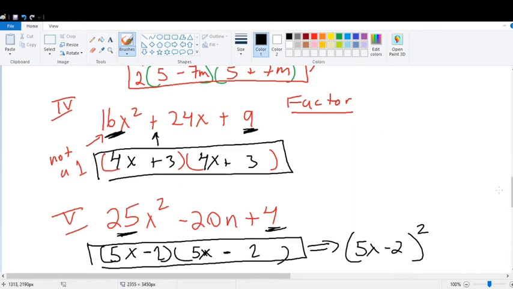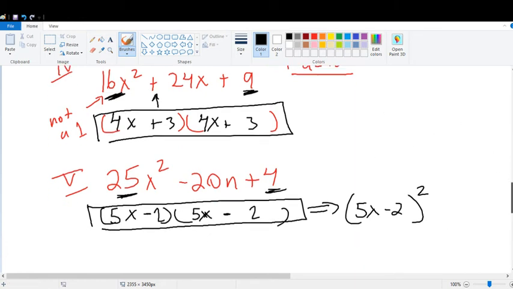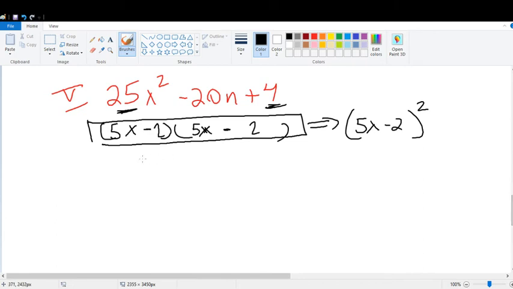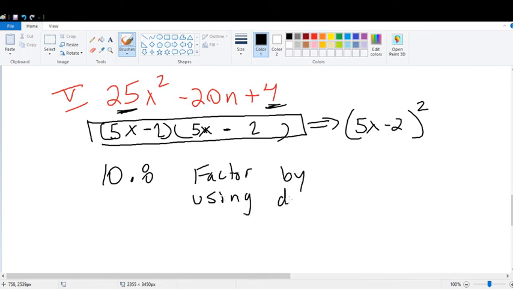All right, feel free again to go back, pause it. That was 10.7. Let's do the next one, 10.8 in your book. And really what we're going to do here is we're going to factor by using what you guys already know. We're going to factor by using the distributive property.